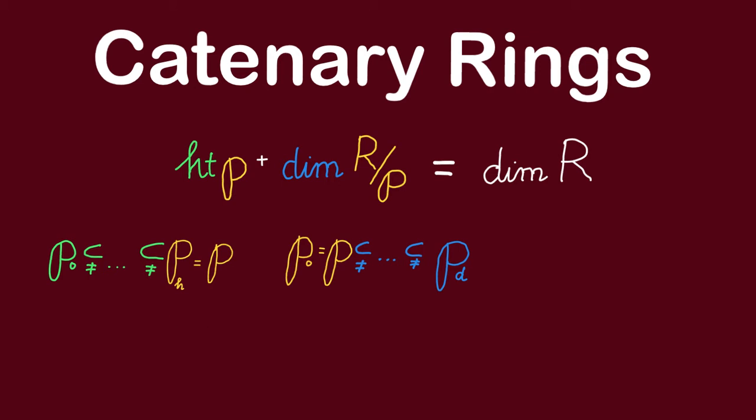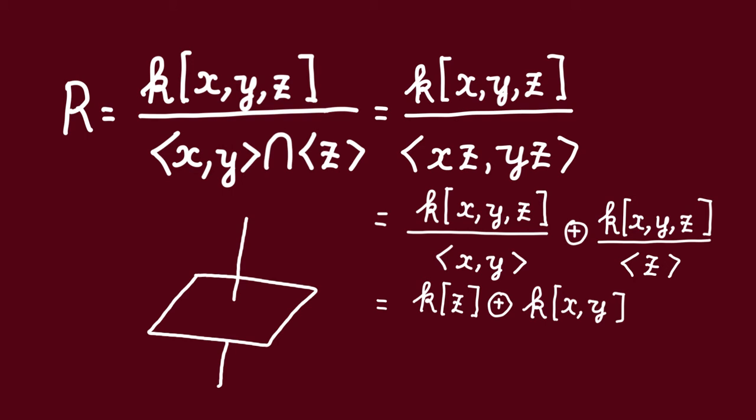That is indeed true, but remember that dimension of R was not defined to be just the length of any maximal chain of prime ideals. It has to be the length of the longest such chain. The issue is that not all maximal chains of prime ideals are going to have the same length. Actually, when all maximal chains of prime ideals of R have the same length, then we say that R is a catenary ring. So let us look at an example of a ring that is not catenary.